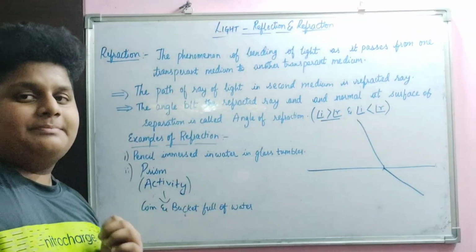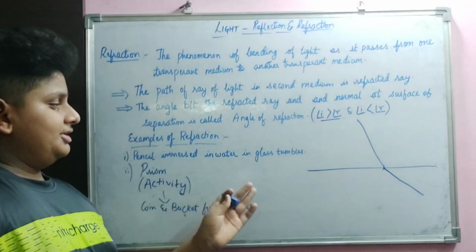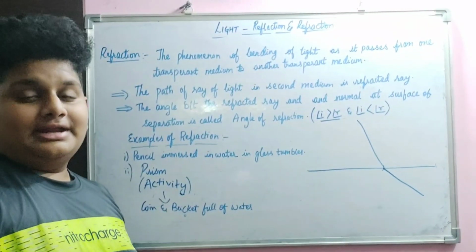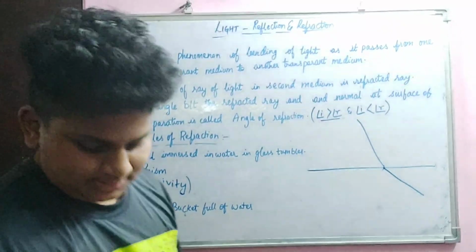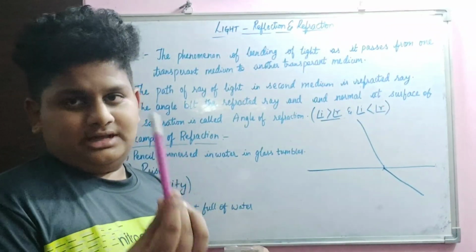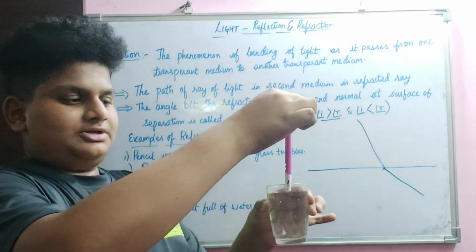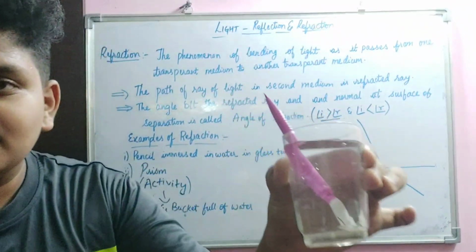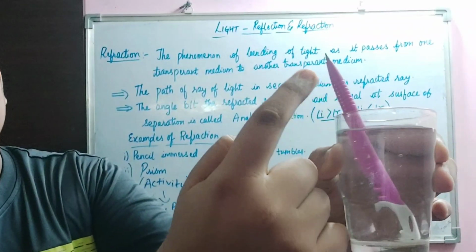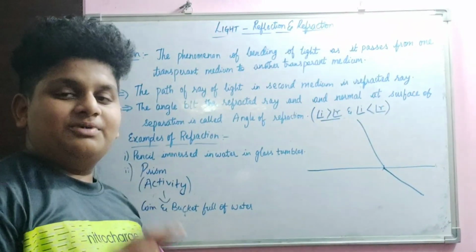Now let us see the examples of refraction. For the first example, a pencil immersed in water in a glass tumbler. When you immerse a pencil in the glass tumbler, it gets refracted. Let's see it virtually. Here is a glass of water and here is a pen. You can use a pen or a pencil. If I drop this pen in this water, see what happens. You can see here this pen looks smaller, and this is the incident ray and here it is refracted. This is the best example for refraction.